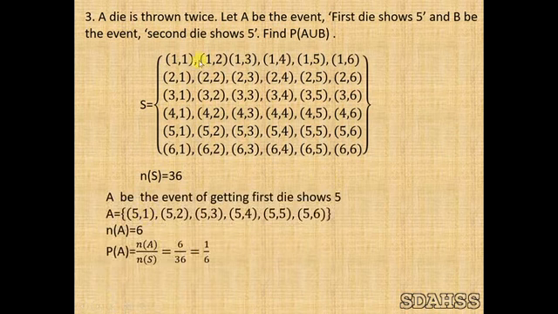And then let A be the event of getting first die shows 5. So the outcomes are A is equal to 5,1, 5,2, 5,3, 5,4, 5,5, 5,6. Totally 6 outcomes. So N of A is equal to 6. Then P of A is equal to N of A by N of S, which is equal to 6 by 36. Cancel the numerator and denominator by 6 table. So you have 1 by 6.